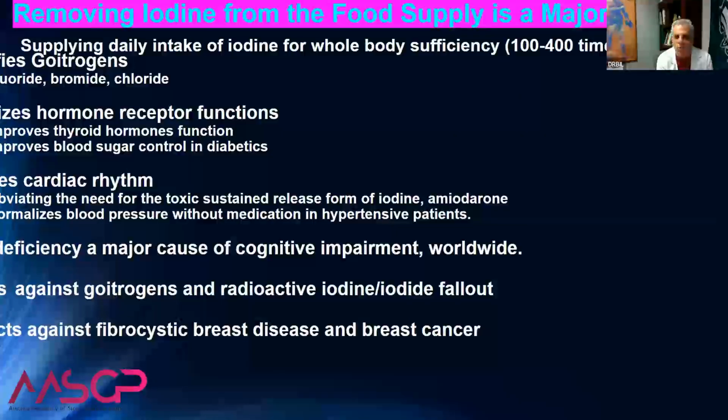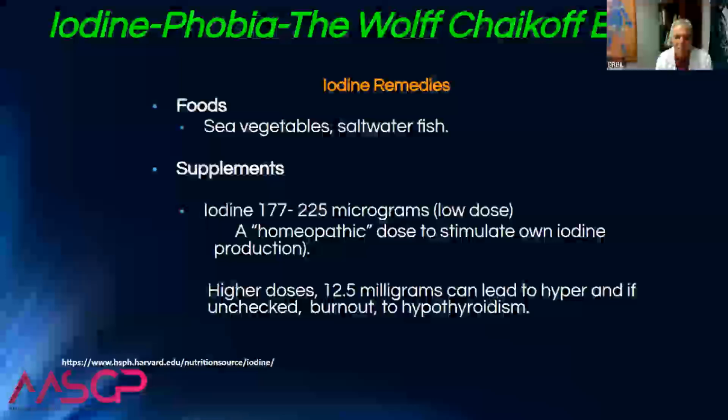So we've come to the consensus that we're going to use micro doses, homeopathic doses like 150 to 225 micrograms. That seems to work out pretty well. If you give 12.5 milligrams of iodine, you're going to get hyperthyroidism. You're going to end up with some kind of nasty issues there.